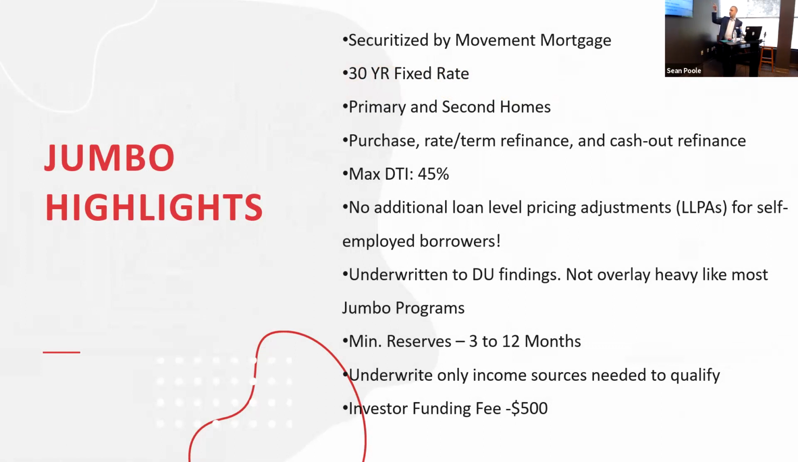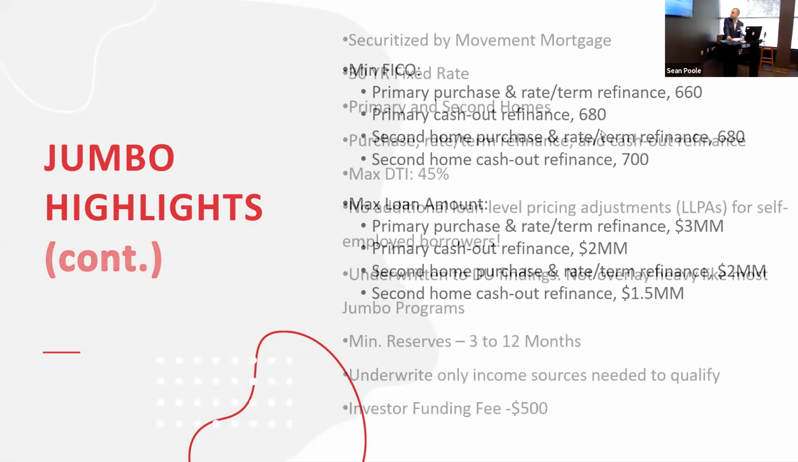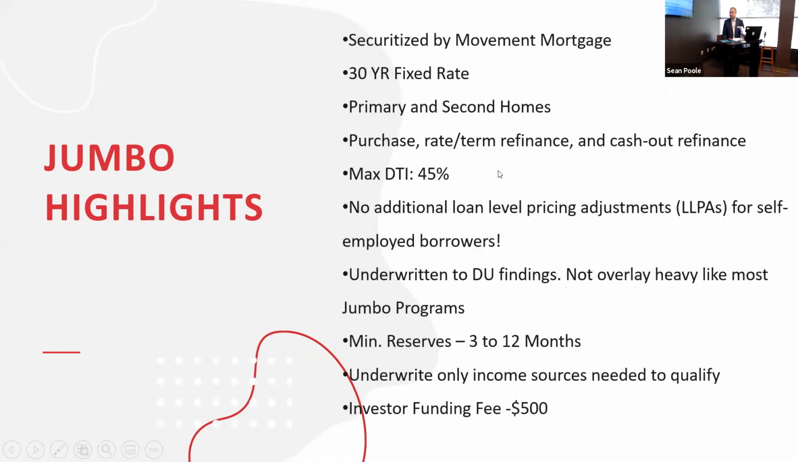So we have a little bit of flexibility when it comes to debt to income ratio. It's 45%, and most jumbo loans are looking at a max 43%, sometimes 41% or lower, depending on the requirements by the investor. We can go down to a 660 credit score on this as well. So that's the other big thing, is that they can go down to those lower credit scores.